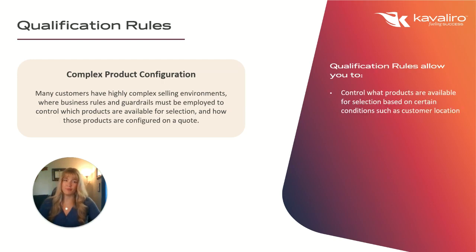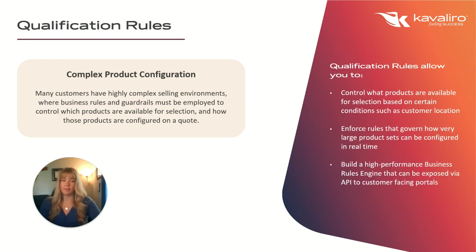Qualification rules allow us to control what products are available for selection based on certain conditions, such as customer location, as well as enforce rules that govern how very large product sets can be configured in real time. And then finally, build a high-performance business rules engine that can be exposed via API to customer-facing portals. I now want to take us over into Salesforce so we can see how qualification rules are configured.